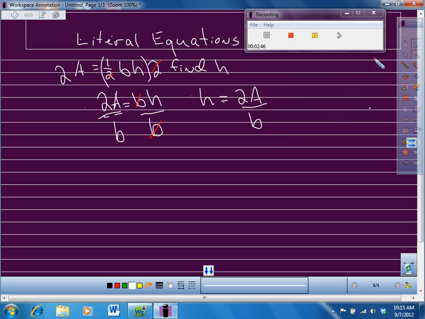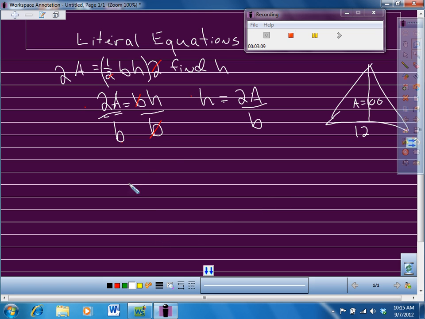So say I know the area of a triangle and I want to find the height, and I know the base. Say you have a triangle, and I know that the area is 100 and the base is, I don't know, 12, and you want to find the height, then you can plug into that formula. 2 times 100 divided by 12 will give you the height of that triangle. See that? Okay, so that's why you would want to use a literal equation.